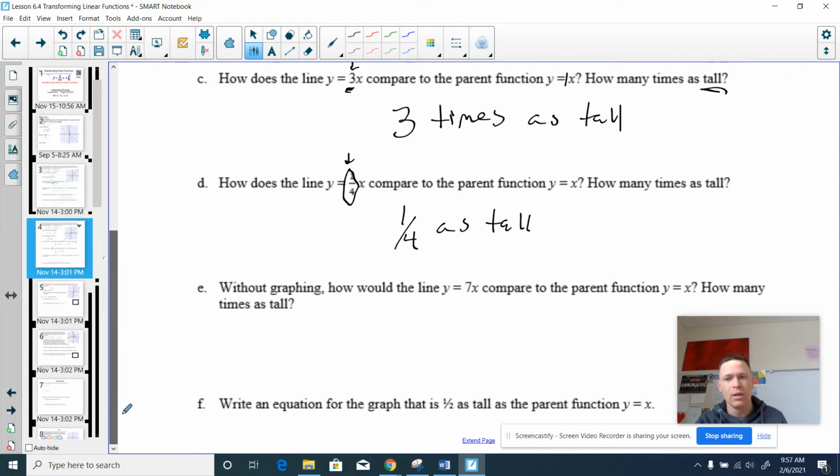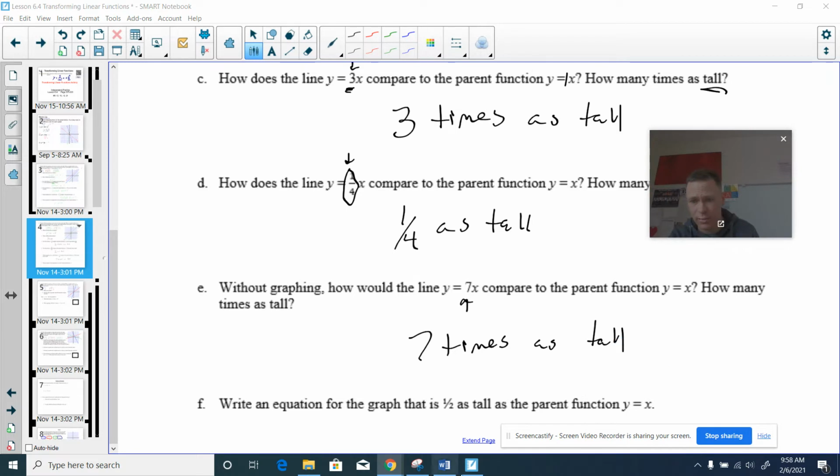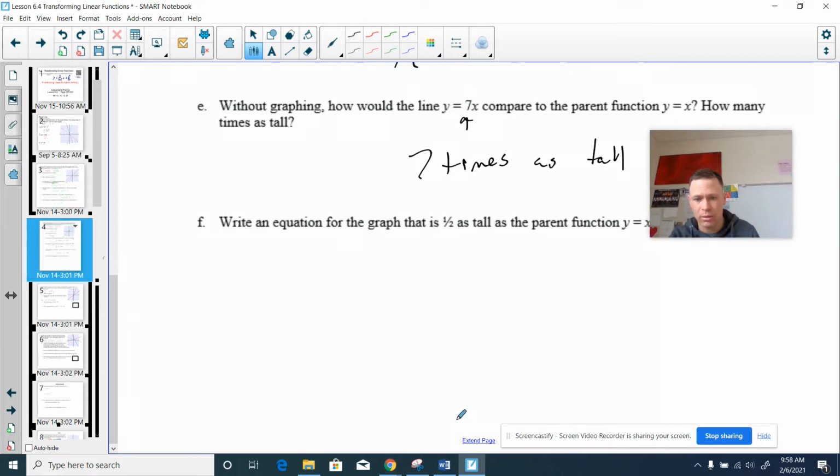All right. Okay, so now without graphing, how would the line y equals 7x compare to the parent function y equals x? Well, my new slope is 7, my old slope is 1, so that means it'd be 7 times as tall. Done.